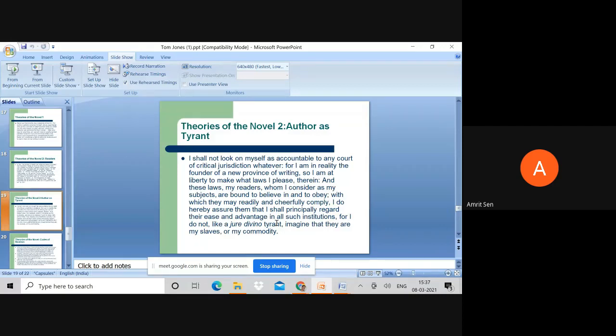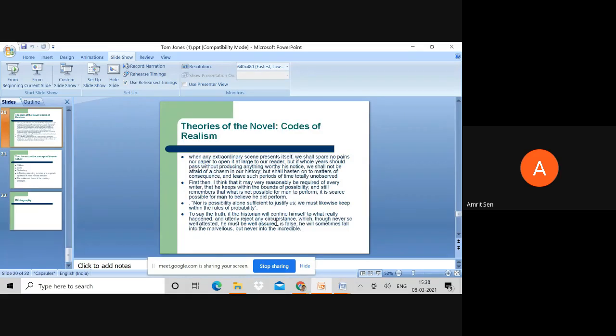So what Fielding is drawing attention to is the fact that he is the one writing the novel. The novel is an artificial work of art. And that the novel is something that is manufactured and consumed. That this is not real. That's very important. Even though it poses to be real, it is not reality. Right.